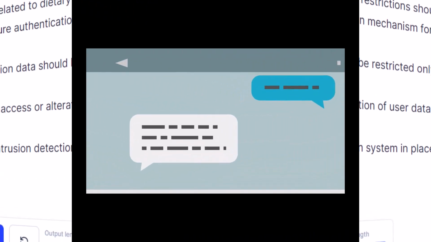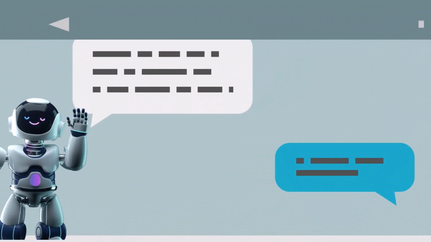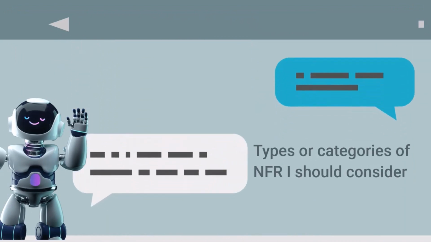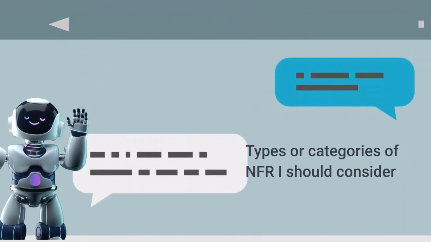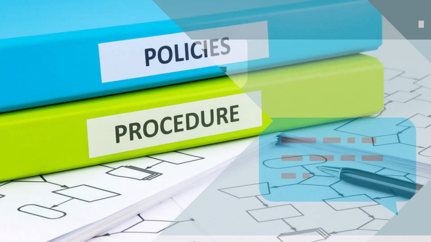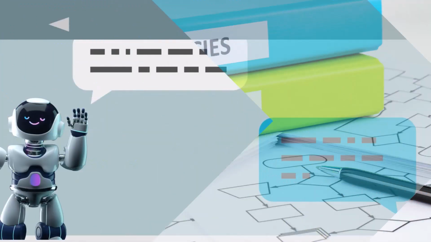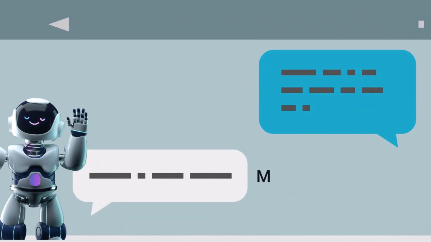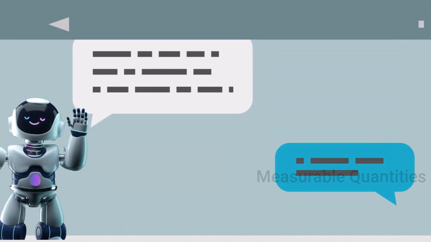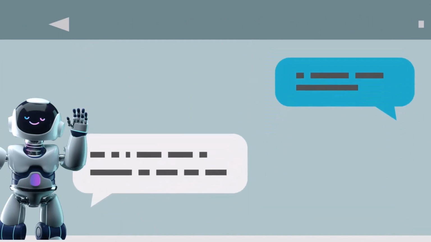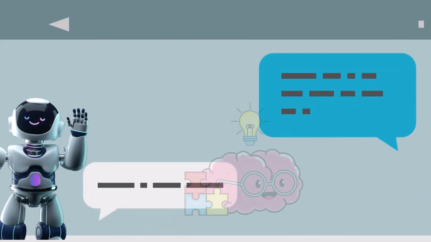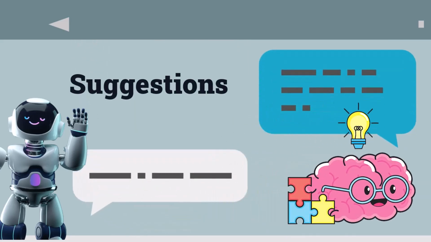So all in all, I'd say Jasper did a great job in suggesting what types or categories of NFR I should consider. I obviously need to give it our organizational rules before it could express NFR in measurable quantities. And again, it's very important that you look at Jasper's output as suggestions for you, as the one responsible for defining the product's requirements, to consider.